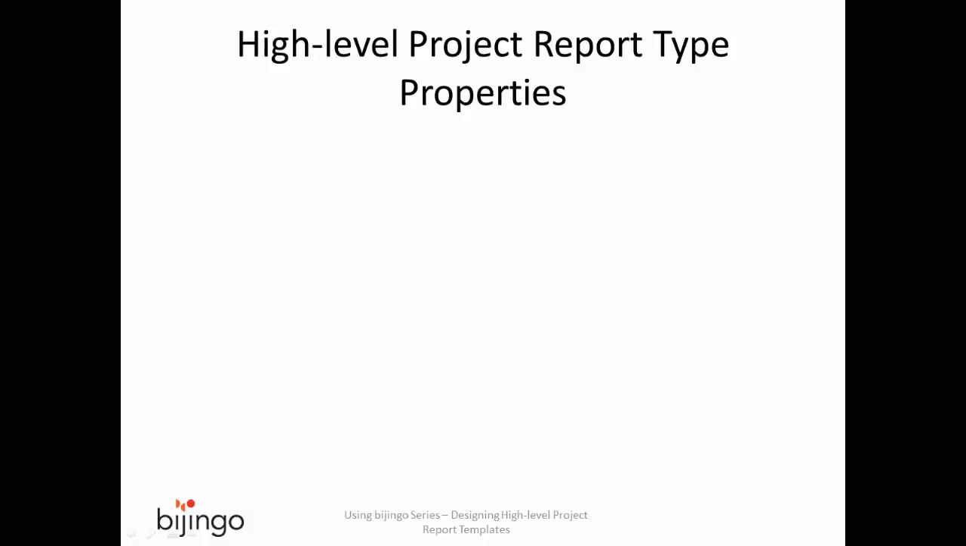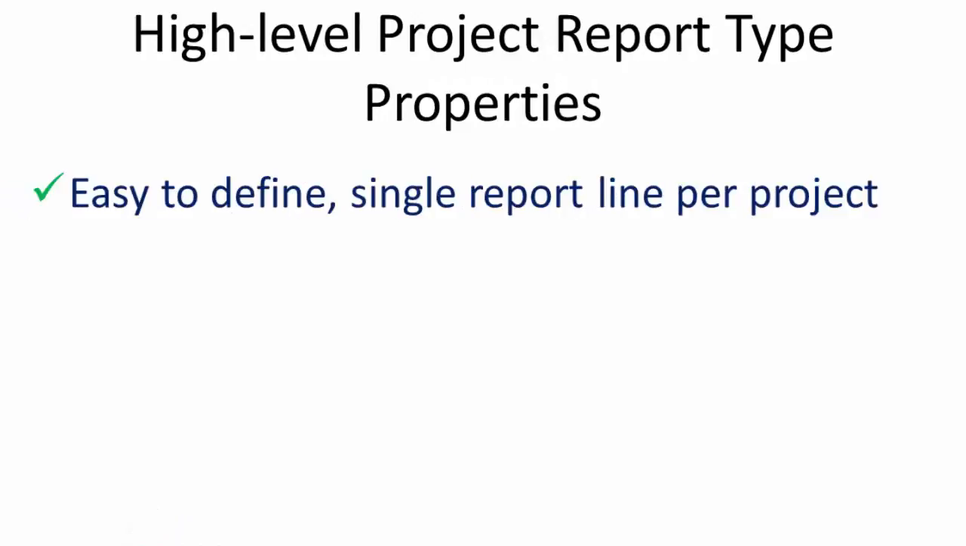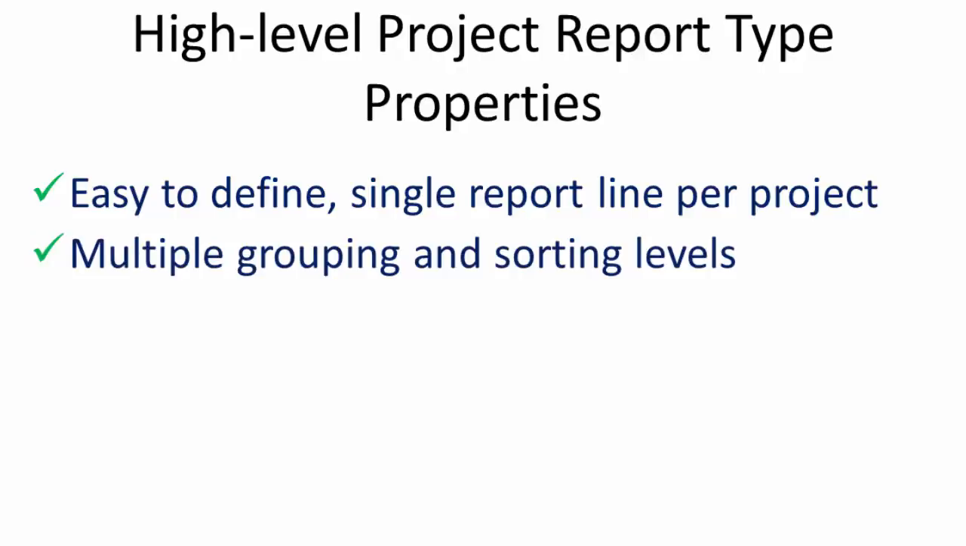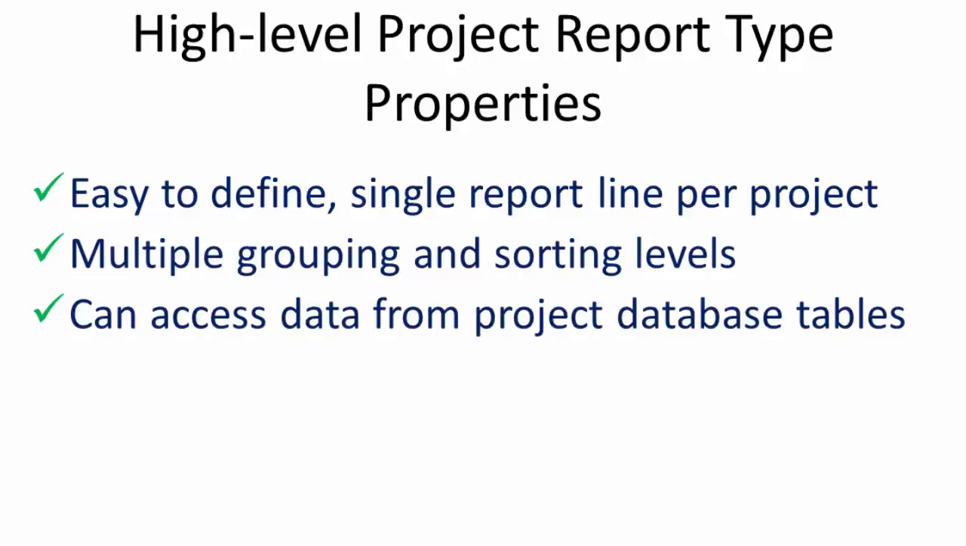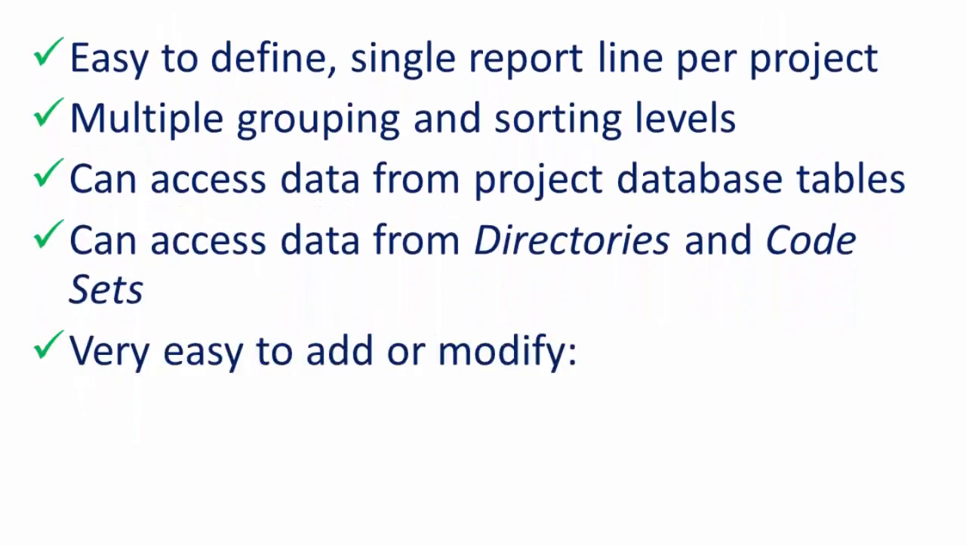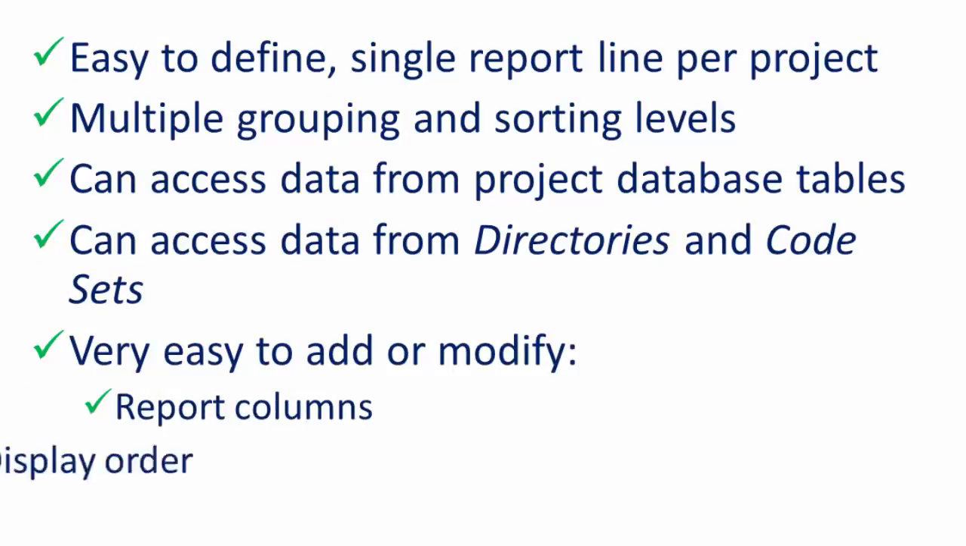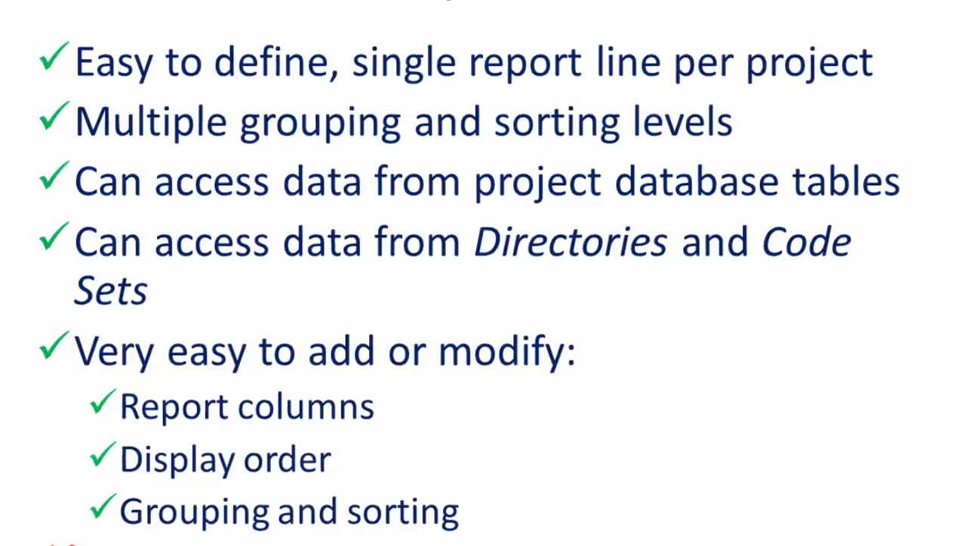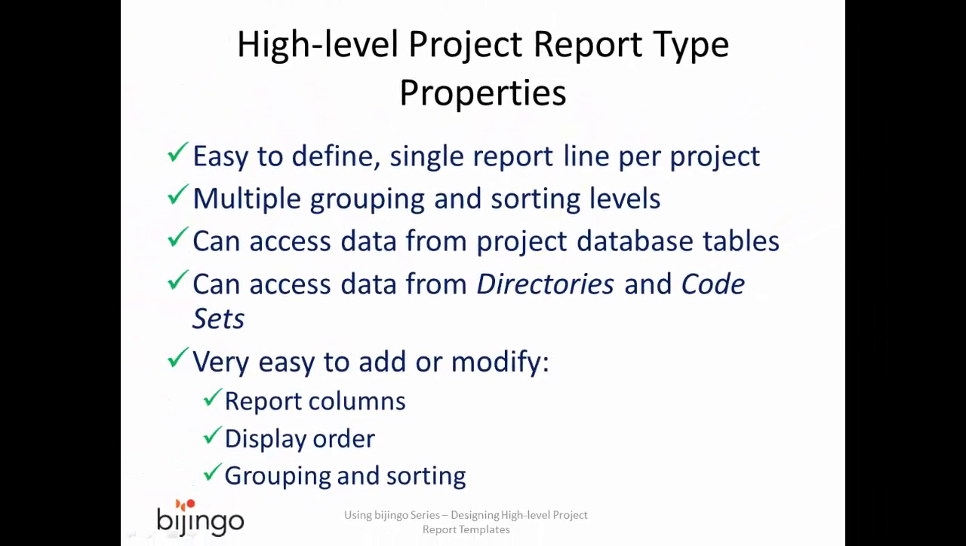The high-level project report type is structured to easily produce single-line project reports with multiple levels of grouping and sorting, and is able to access key project-related database tables as well as the Bijingo code sets and directories. It's very easy to add or modify columns in a report, change the order they are displayed, and modifying grouping and sorting is very straightforward, so Bill is not worried about needing to change the report template over time. Now let's follow the steps Bill takes as he creates a high-level project report template.